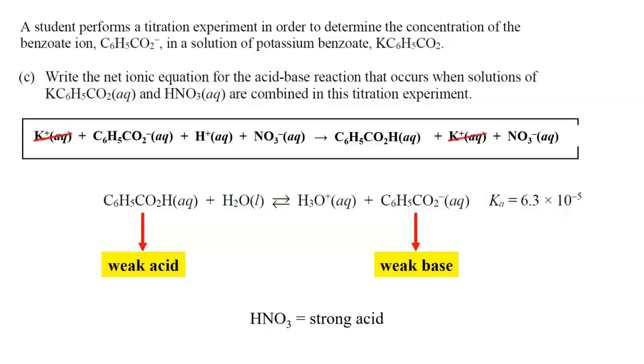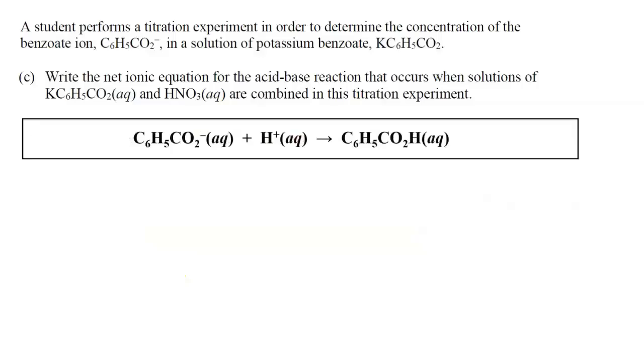I'm going to cross off the K+ and the NO3- as spectator ions because they appear identically on both the left and the right of the equation. And so now we have our net ionic equation. The weak base, the benzoate ion, reacted with H+ from the strong acid to produce benzoic acid.